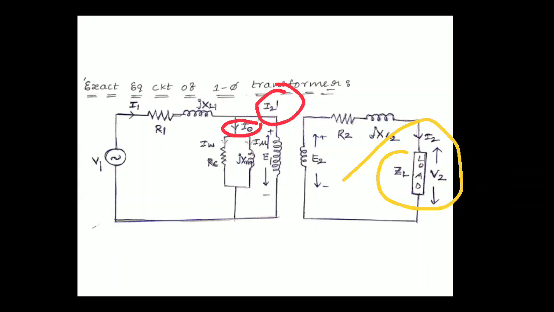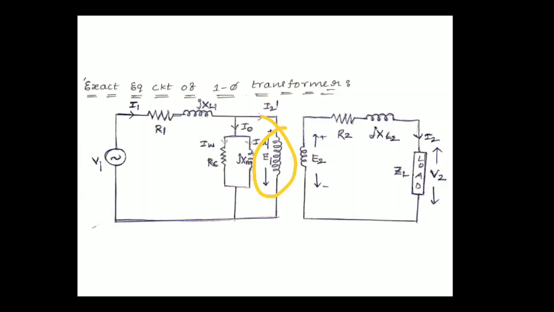So what is the exact equivalent circuit of the transformer? Here we have the induced EMF in the primary winding, and here the induced EMF in the secondary winding, and the ratio of E2 by E1 gives the transformation ratio K. Please remember, K is equal to E2 by E1, that is the transformation ratio.